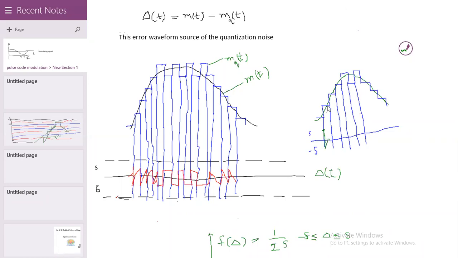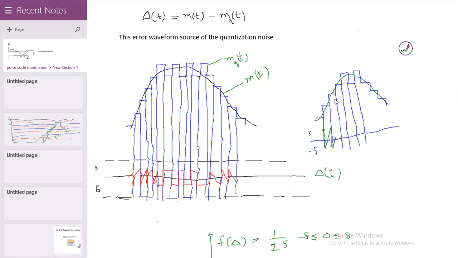Then from this point, m of t is greater than mq of t, so the error is positive until the next one. This is the delta of t. Similarly here also, it can be increased, mq of t is greater than this one until here. You can observe that up to this point mq of t is greater than m of t, that means m of t minus mq of t is negative.